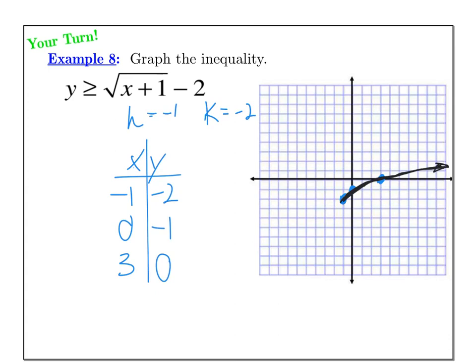Now the shade. Where do I shade this thing? Well, it's greater than, and greater than means above. So remember, we're shading above, starting from where the domain is. We're not going to go beyond the h value of -1 because that's outside our realm, if you will. So there you go. Try the homework.